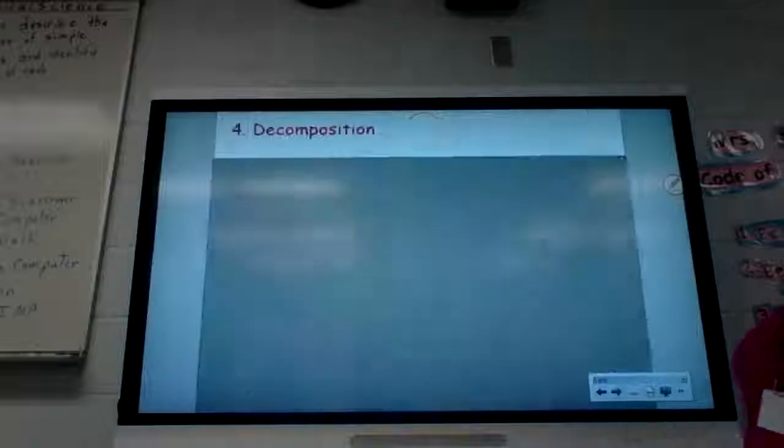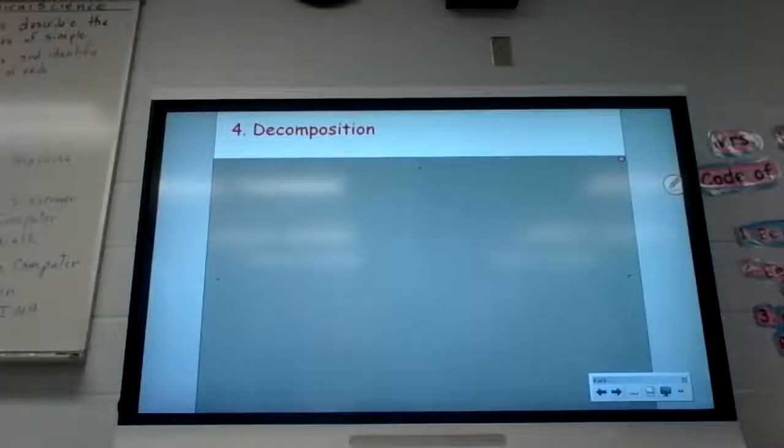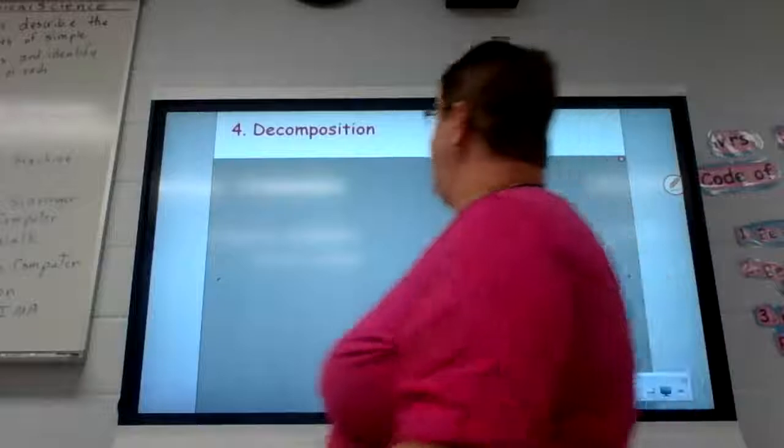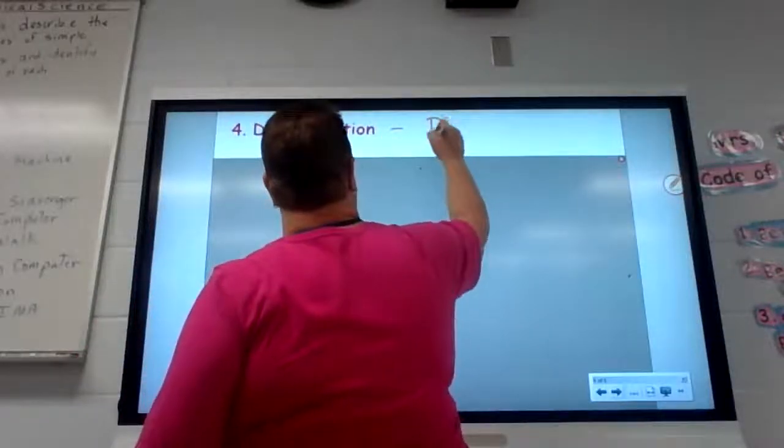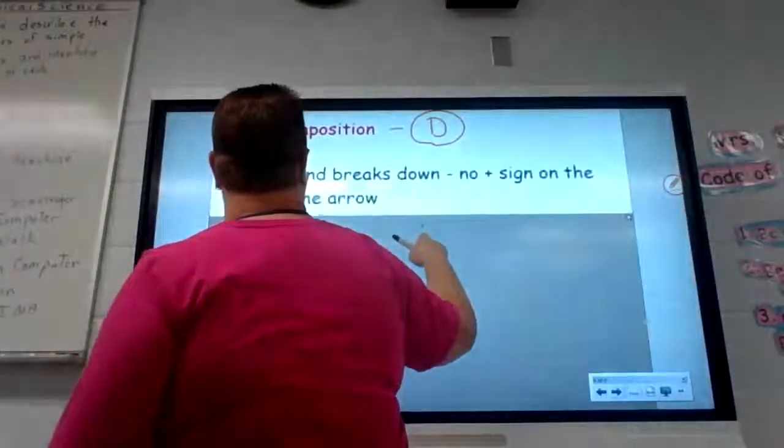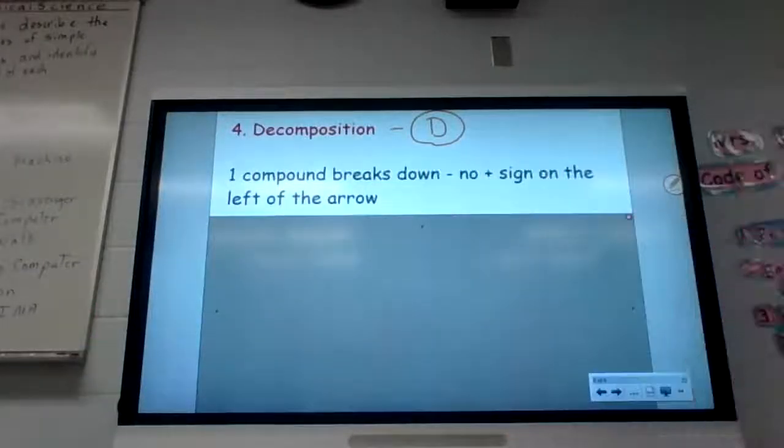All right. So the opposite of synthesis is decomposition. Okay, that symbol is D. So it's just the opposite. So there will be no plus sign on the reactant side. So this time you have one compound that breaks apart. You have one compound, it breaks apart. So there is no plus sign on the left of the arrow. Okay? So there's no plus sign on the left of the arrow.